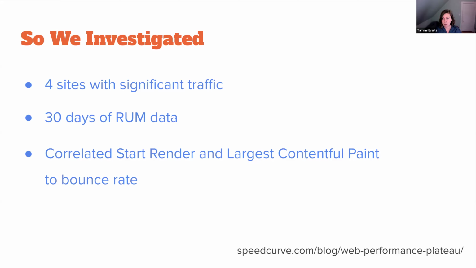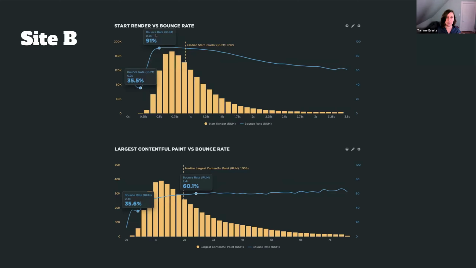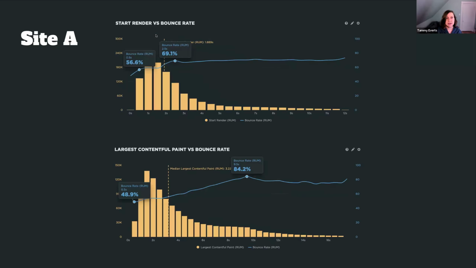It's pretty accessible if you want to do these investigations using your own RUM tools. So I'm going to give you a little bit of a flash tour through the charts for the 4 different sites. So site A, what I want to call your attention to is that the best bounce rate, taking out that first cohort of outlier cases that I talked about earlier, was just over 56% at 0.5 seconds. And the performance plateau started at 2.5 seconds and was almost 70%.